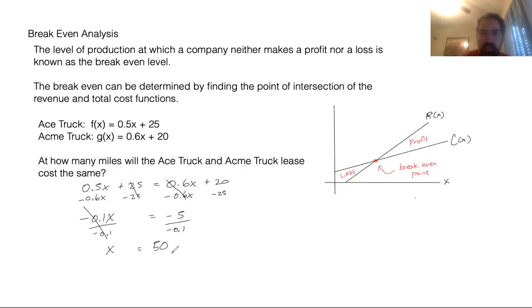Right? This is the break-even point, the break-even quantity. This tells us that if we were to drive 50 miles, then the Ace Truck and the Acme Truck would cost the same amount. If we were to drive less than 50 miles, then the Acme Truck would be better economically. If we plan on driving more than 50 miles, then we would want to lease our truck from the Ace Truck Company.